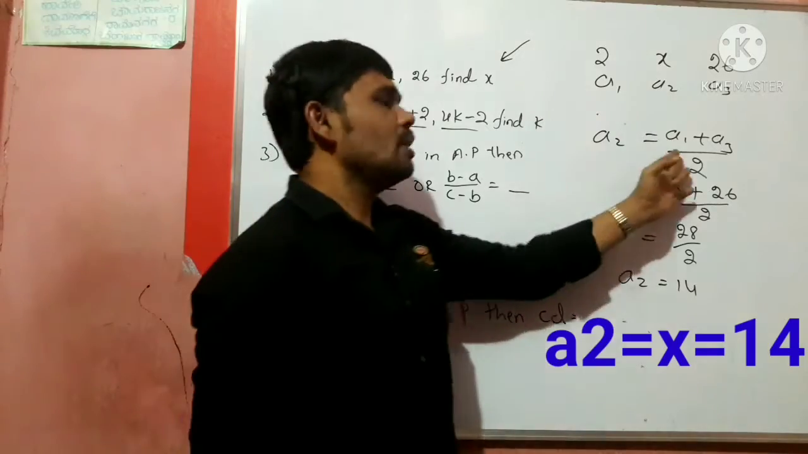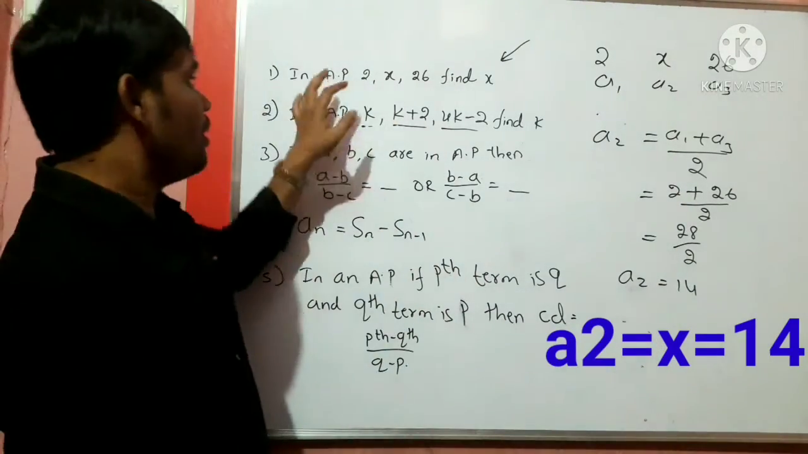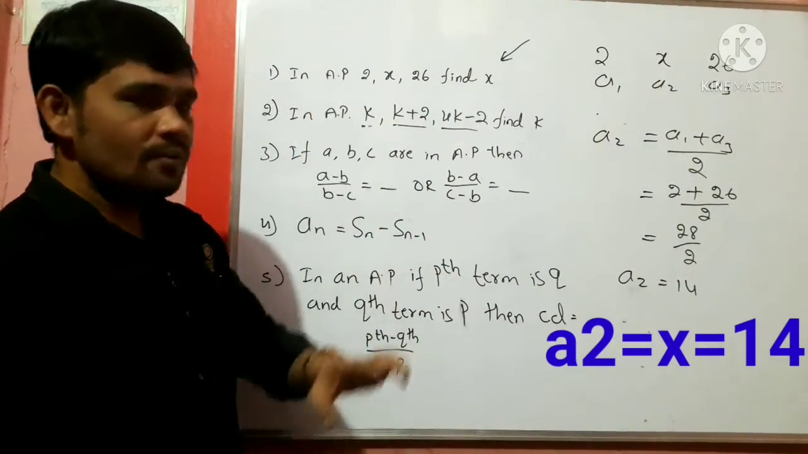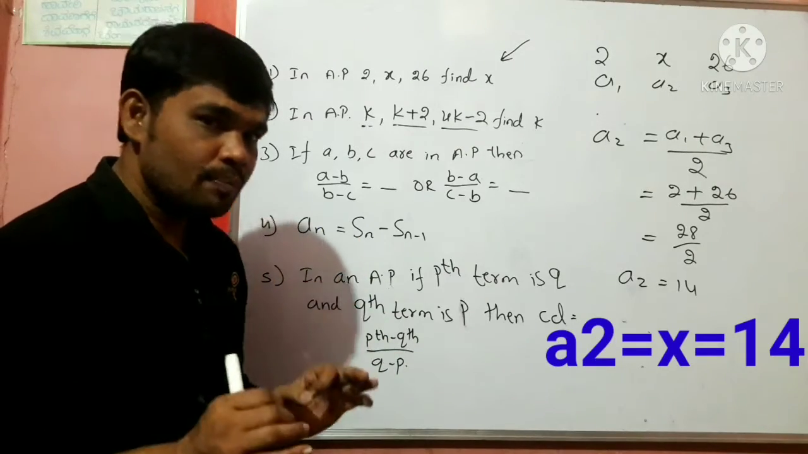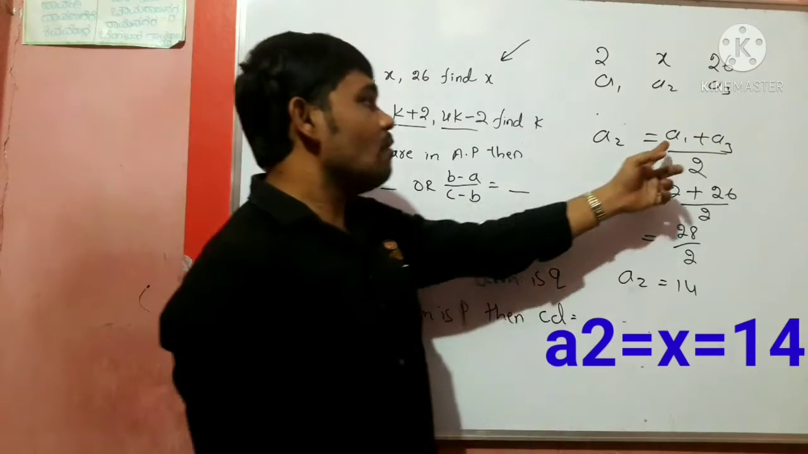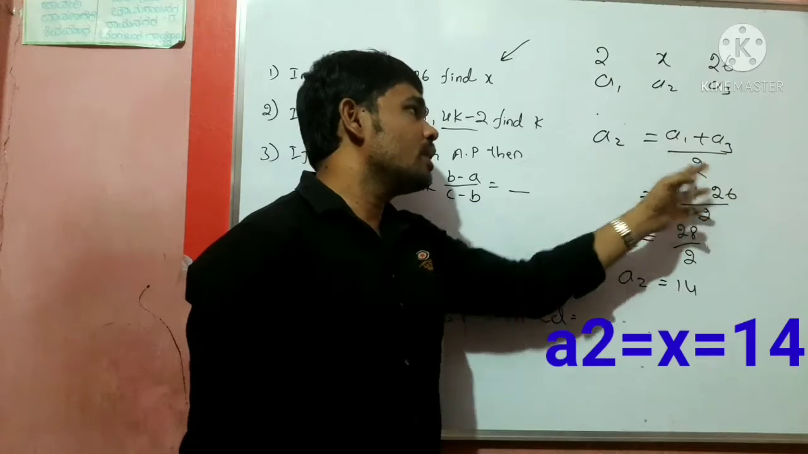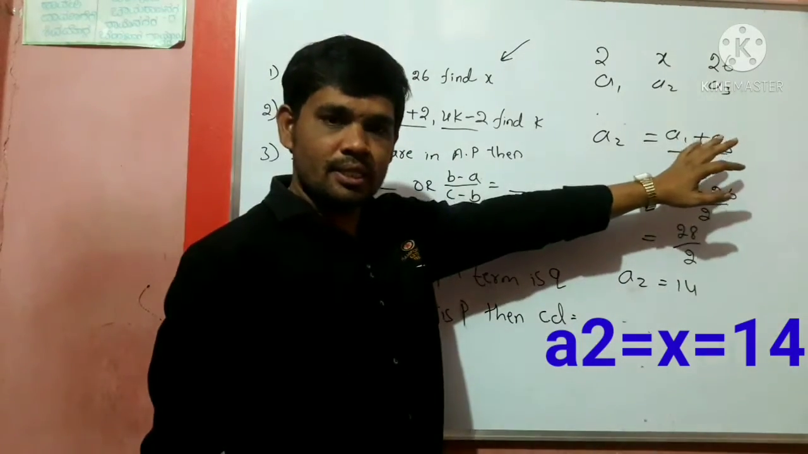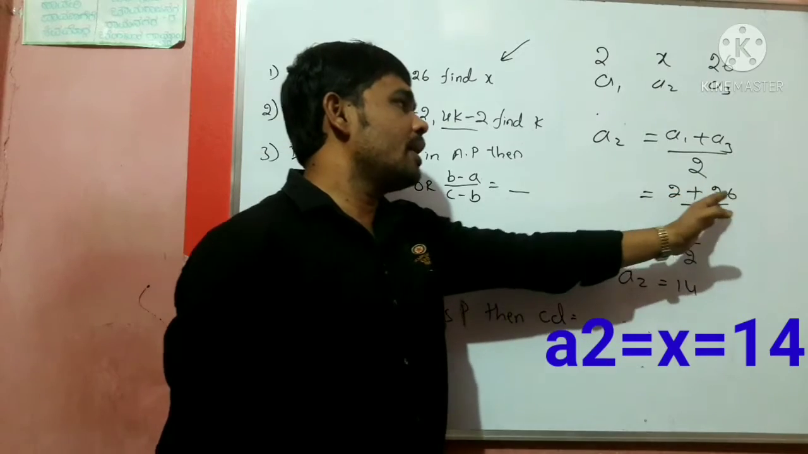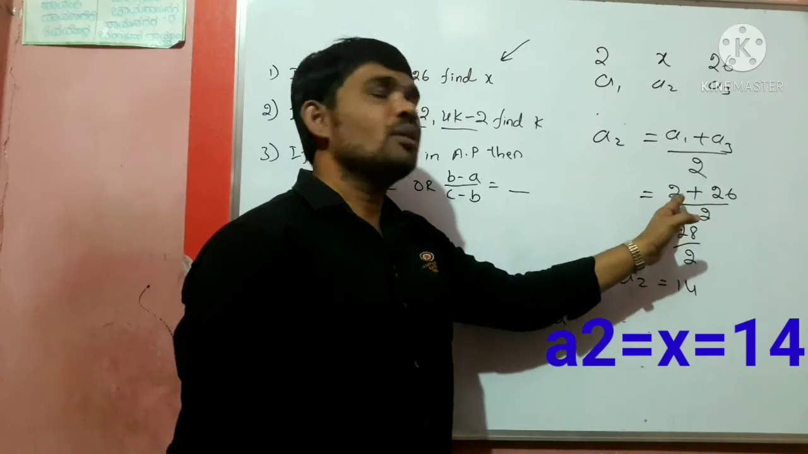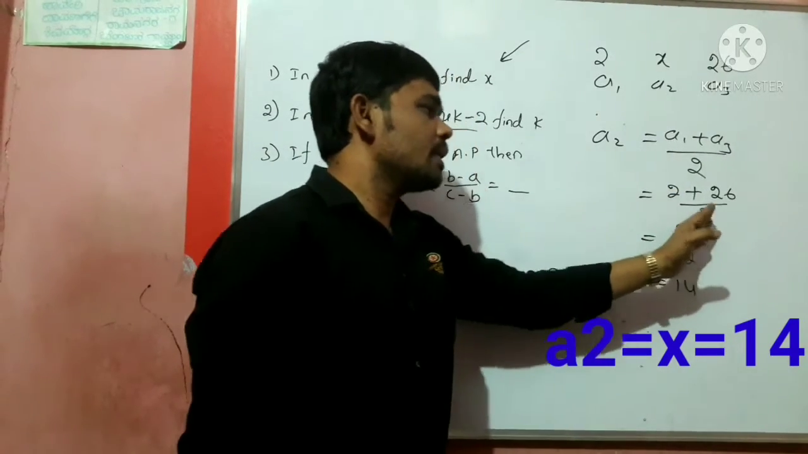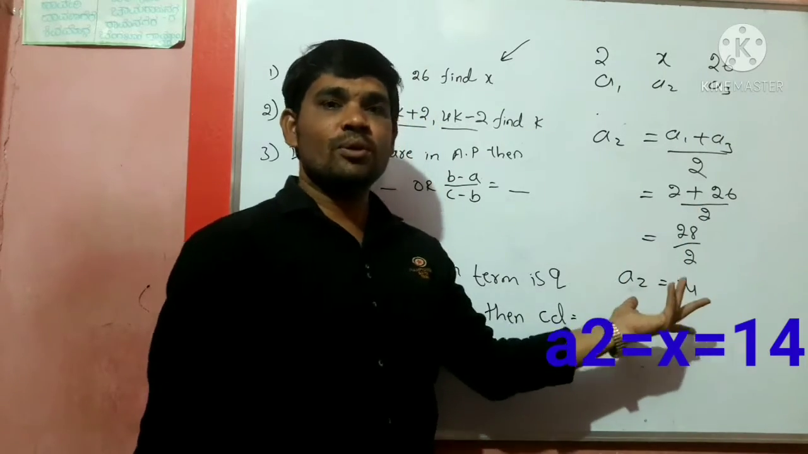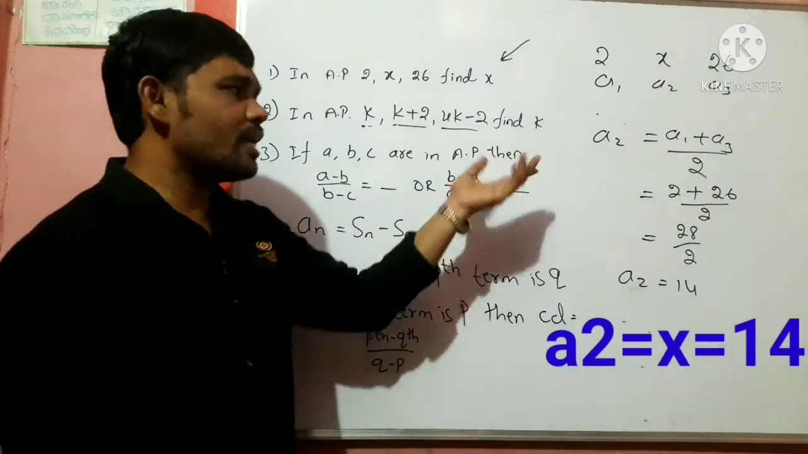This is the easiest way you can do it. When three terms are in AP, the sum of the first and third term divided by 2 is always equal to A2, the median. You can say that this is the median. So put the values of A1 and A3, that is A1 is 2, A3 is 26, divided by 2, and you will get A2 equal to 14. In a fraction of a second you will get the answer.